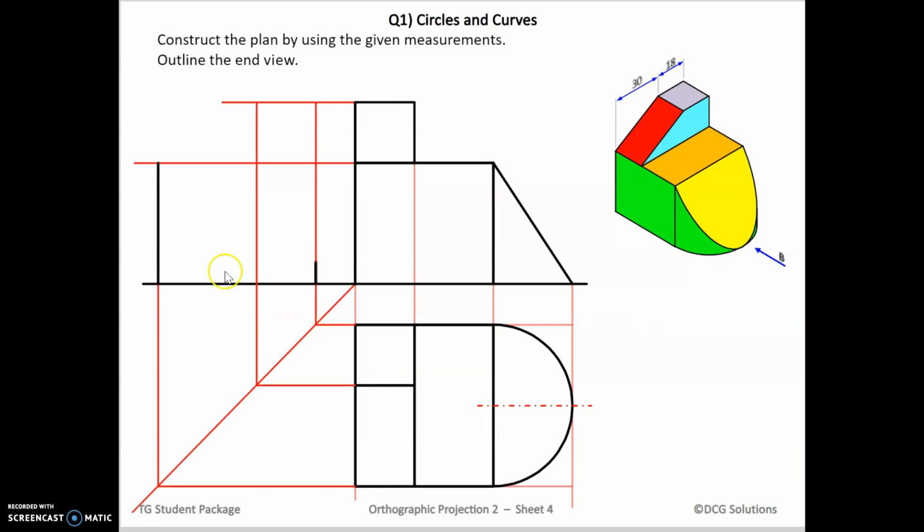Bring it across, and you're going to get something that looks like this, and this is going to be our slope here, and across. This is going to be a heavy line going across here, and now all we're left to do is the curved surface. How are we going to get it?